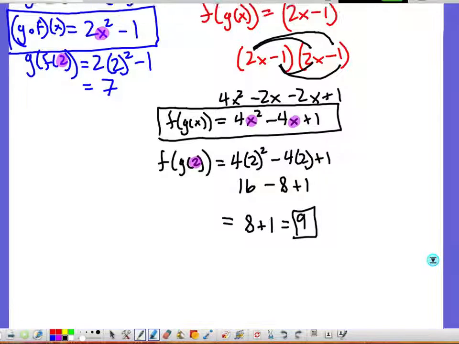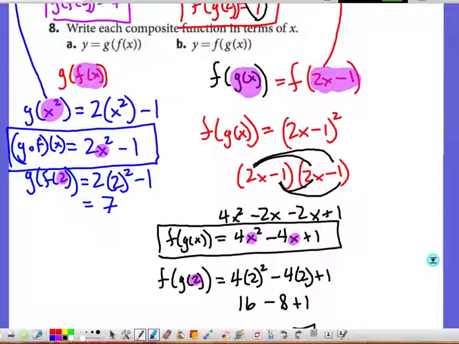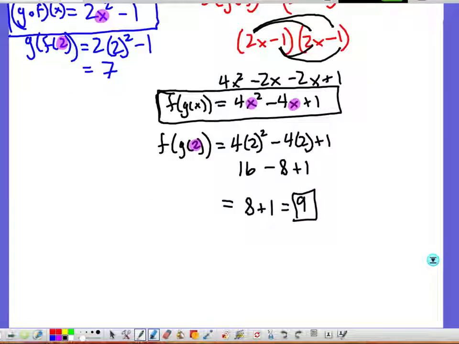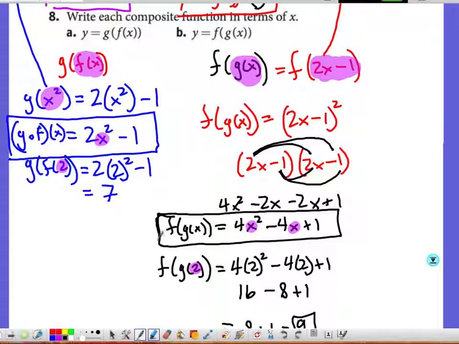Take a look at that. They are exactly the same answer. And so instead of having two steps where you have to find what g of 2 is and then plug that answer into the function f, you can just simply use the composite function f of g of x or g of f of x in order to find your answer using just one single equation.